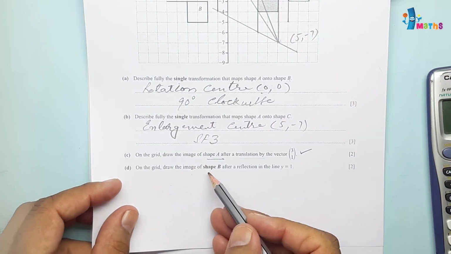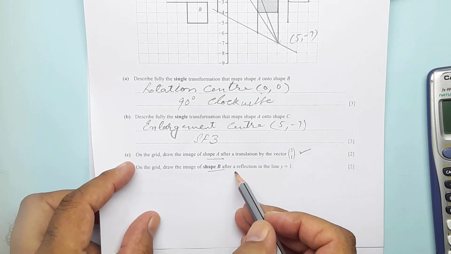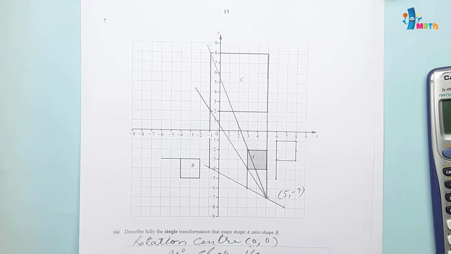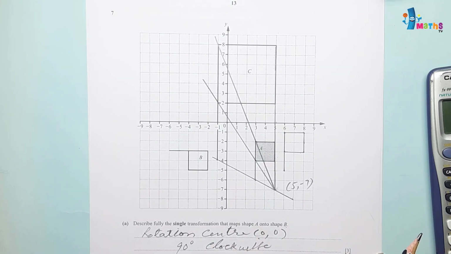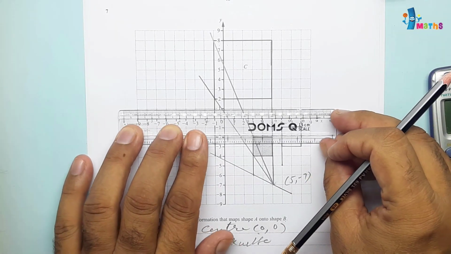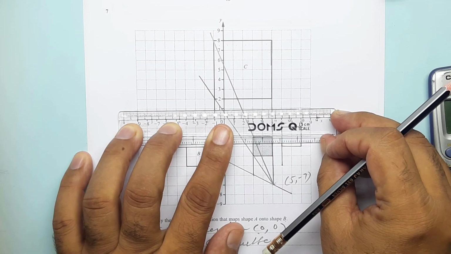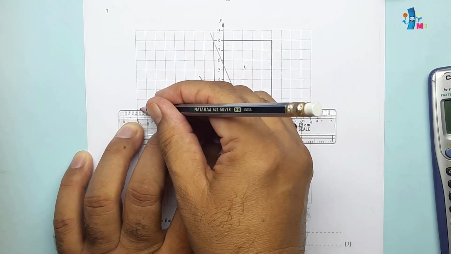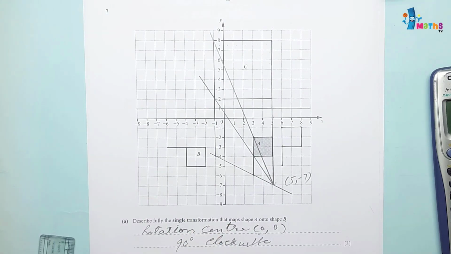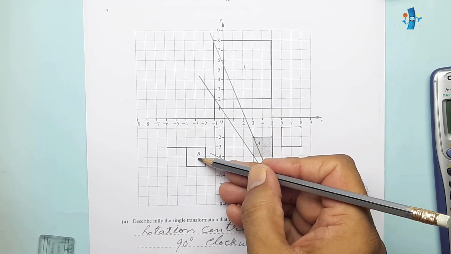On the grid, draw the image of shape B after a reflection in the line y is equal to 1. Y is equal to 1 line is here. We will draw y is equal to 1. First we will draw the line. This is y is equal to 1 line. Now we'll have to reflect shape B, this one.